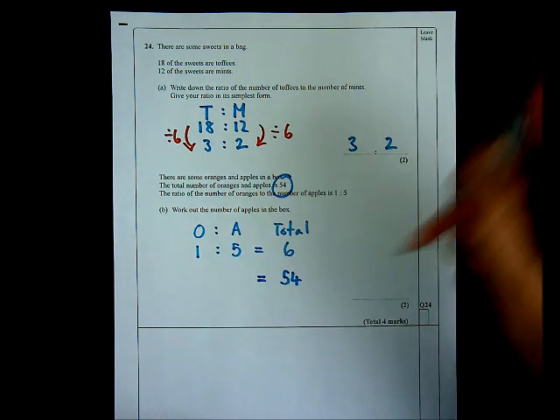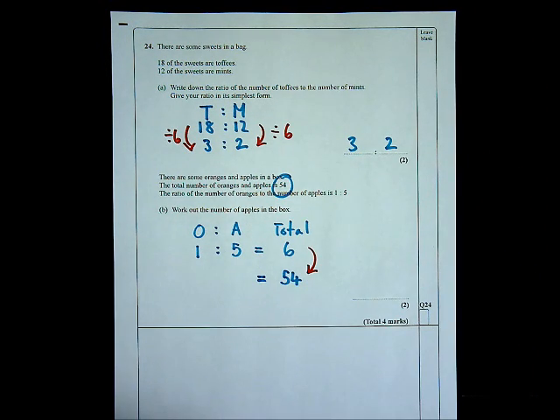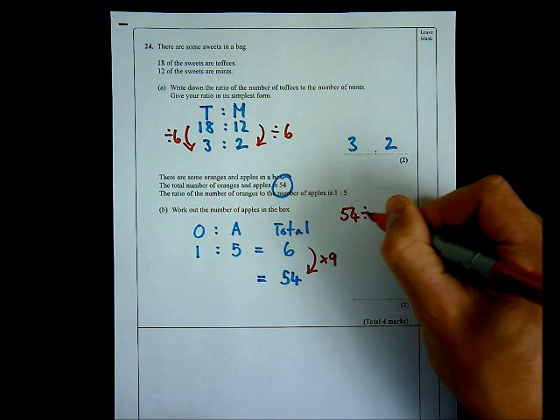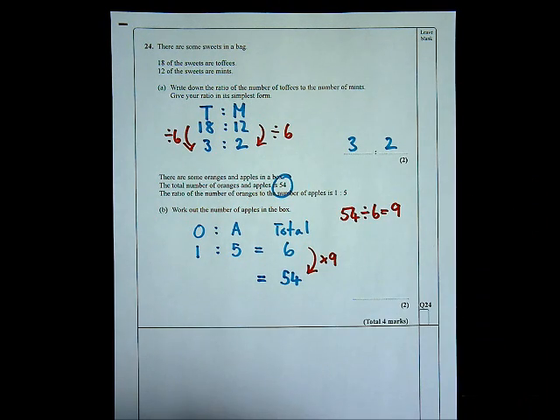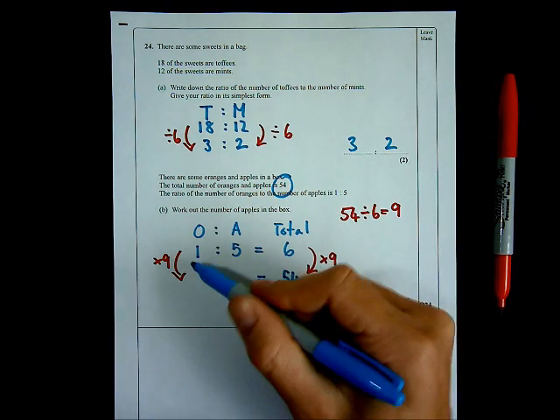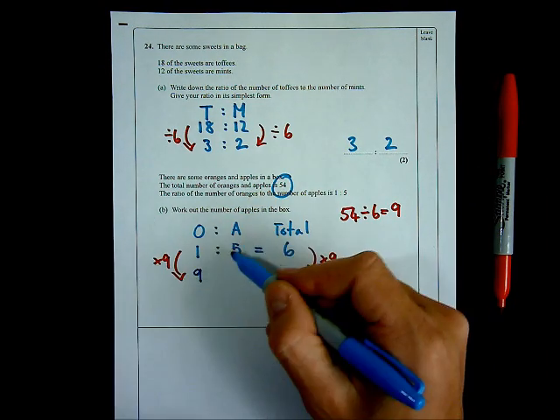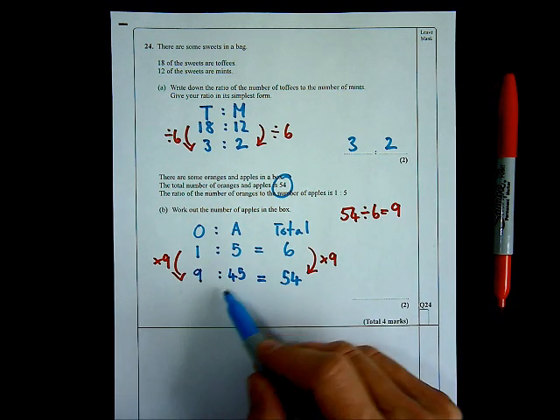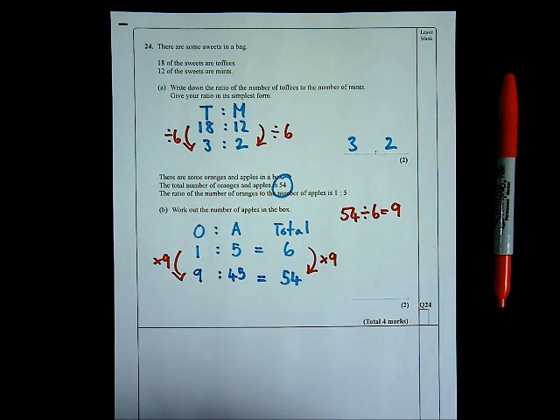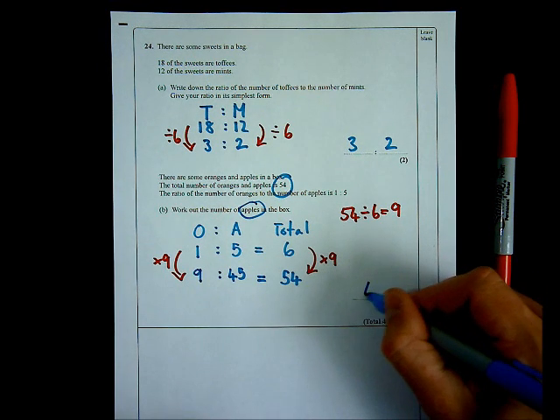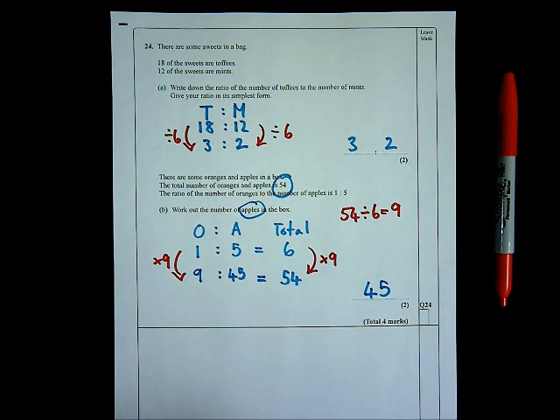So what I need to do is figure out how many lots of 6 I need to get to 54. And that is times by 9. If you want, you can do that on your calculator and do 54 divided by 6, and it will tell you that multiplier of 9. I'm going to multiply both sides by 9. So I'm going to have 1 times 9, which will be 9, and I'm going to have 5 times 9, which will be 45. And I'm just going to check that 9 add 45 is 54, and it is. And then I'm going to make sure I answer the question, which is work out the number of apples in the box. So in my answer box, I'm going to write 45.